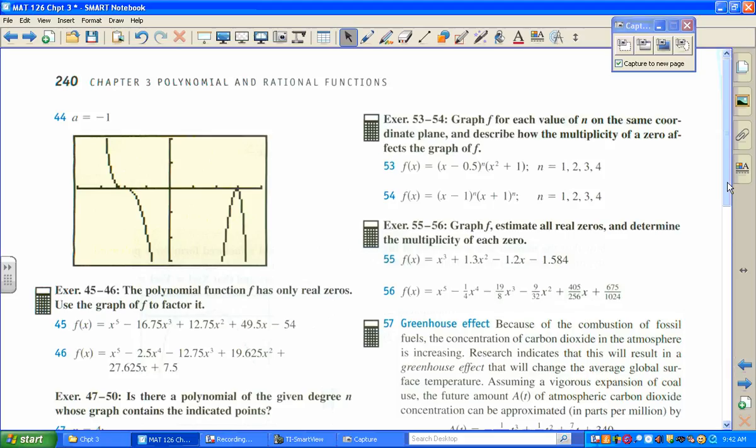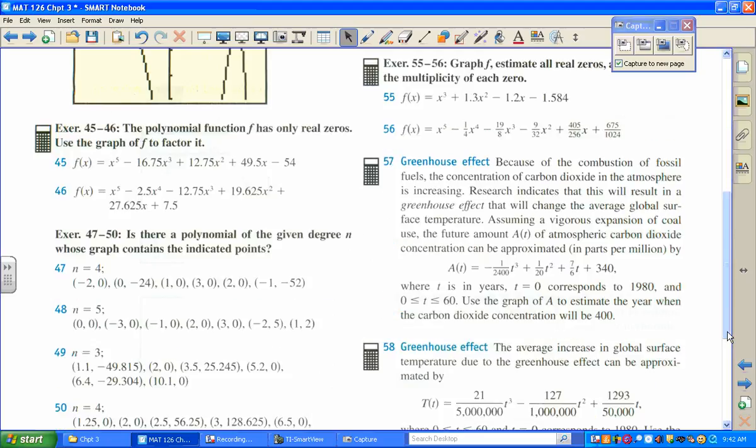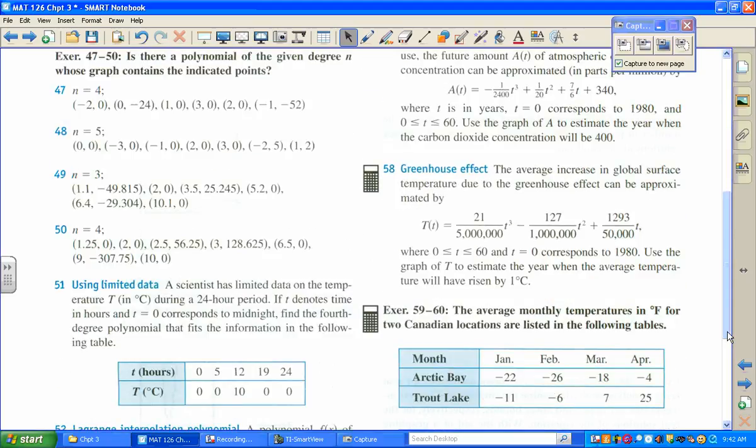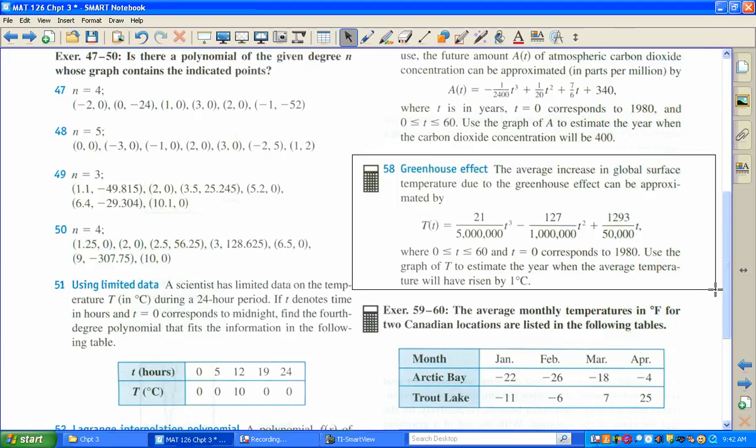Back to working these problems. Back to sleep? Good. The last one we're going to do is number 58. Then I'll let you get started on your homework. Okay?